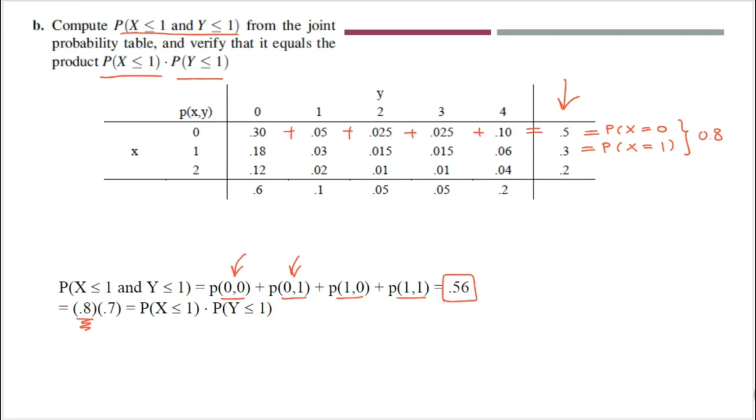And then you'll do the same thing. So remember, this value is the probability that y is equal to 0, and that value is the probability that y is equal to 1, which gives you 0.7 there, which comes to the same answer when you multiply them: 0.56.